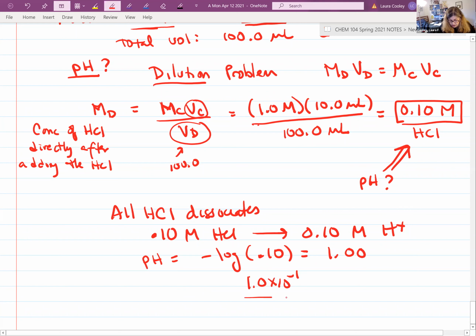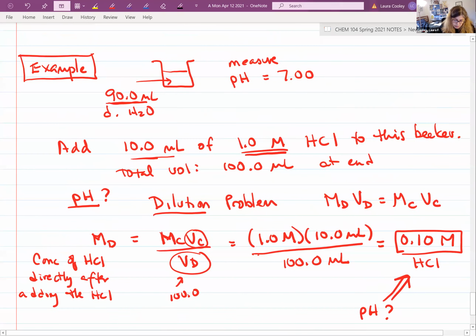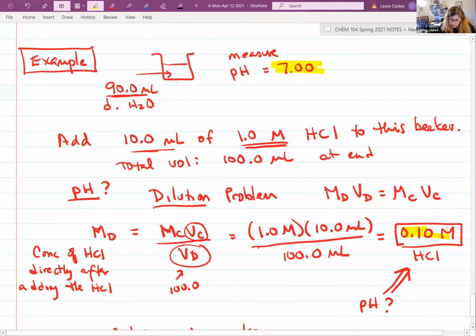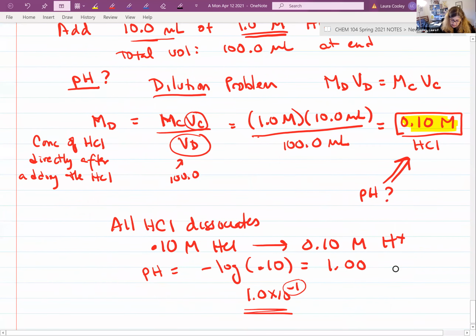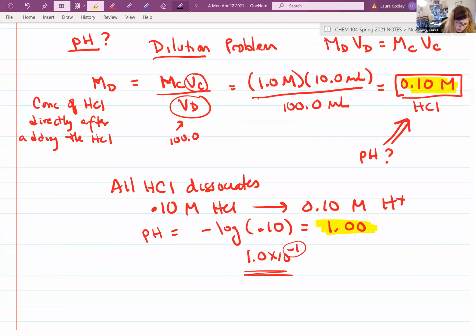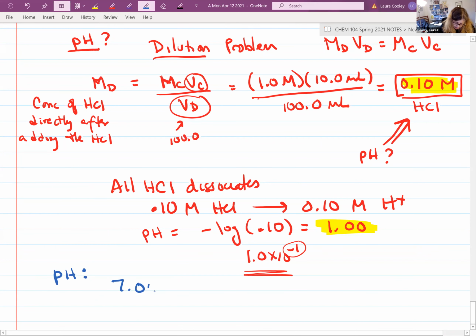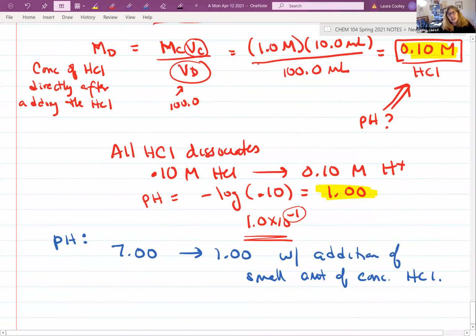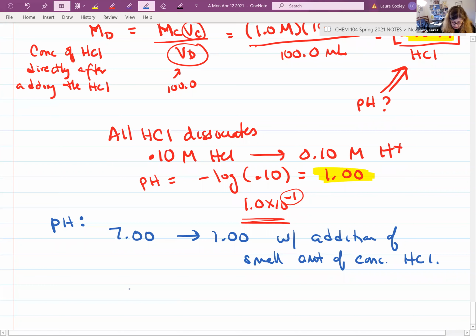1 times 10 to the negative 1 is how you would write it in scientific notation. And the negative of that exponent is simply 1. So basically, what happened here is I had a solution with a pH of 7. I added HCl to make a 0.1 molar solution, and I ended up with a pH of 1. So the pH went from 7 to 1 with the addition of this relatively small amount of concentrated HCl. This is typical of what happens when you add a strong acid to pure water. It changes the pH. This is a drastic change in the pH.